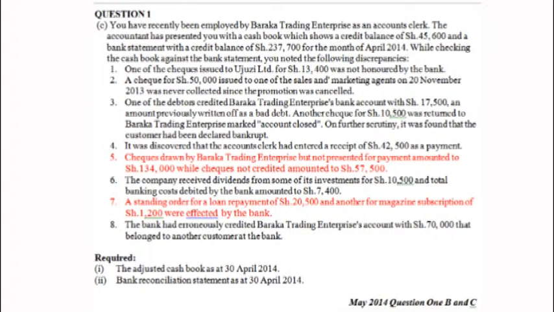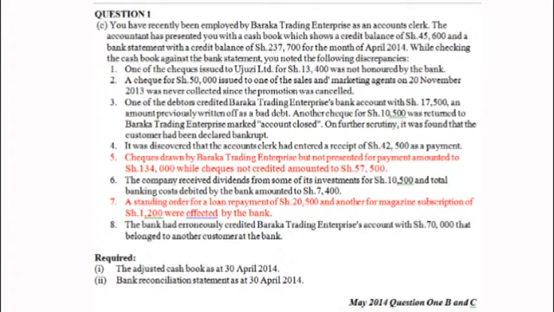The accountant has presented you with a cash book which shows a credit balance of 45,600 and a bank statement with a credit balance of 237,700 for the month of April 2014. While checking the cash book against the bank statement, you noted the following discrepancies. Discrepancy number 1. One of the checks issued to Ujuzi Limited for 13,400 was not honored by the bank.